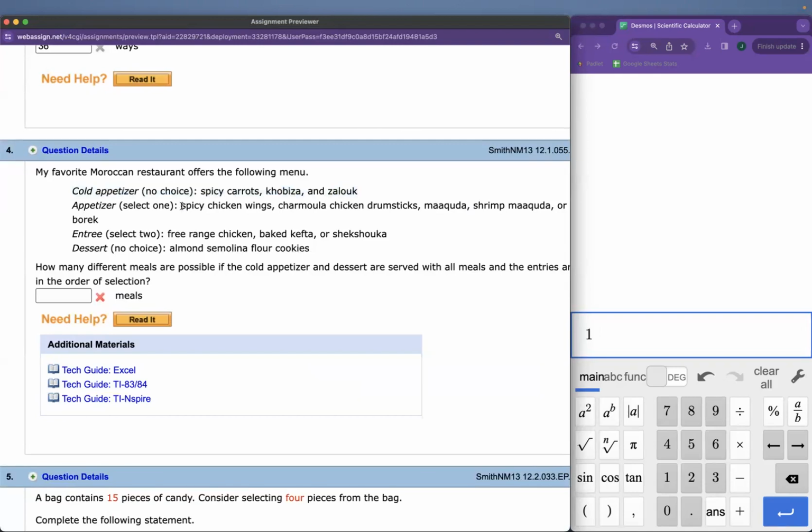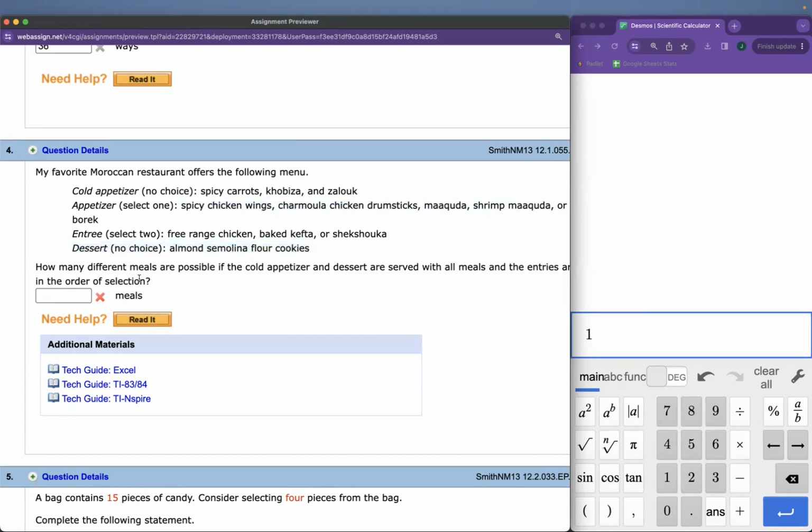The appetizer, select one: spicy chicken wings, carmula chicken drumsticks. I'm sorry, guys, for my terrible pronunciation. I'm just not even going to try. 3, 4, 5. You have 5 things. Okay, 5 appetizers. Entree, you're going to select 2. You have free range chicken, baked kefta, shakshuka, and you're selecting 2 of those. And then dessert, no choice. So again, dessert is kind of like the first appetizer.